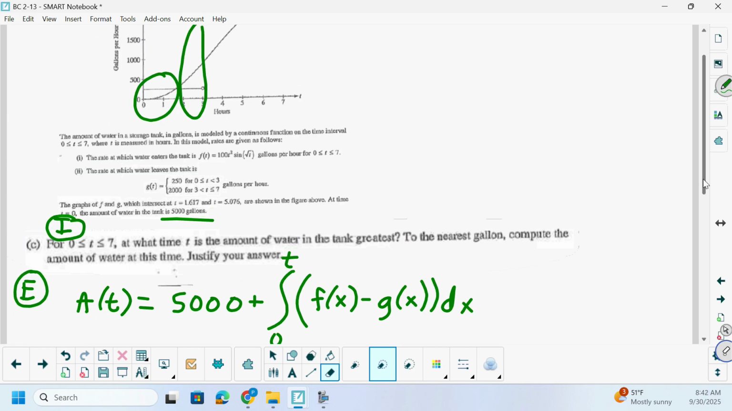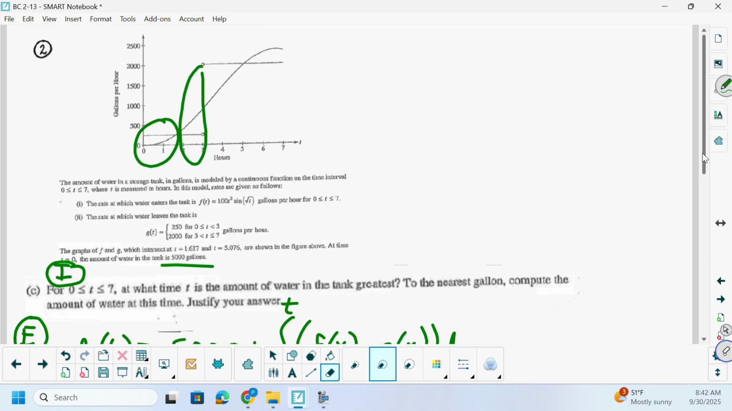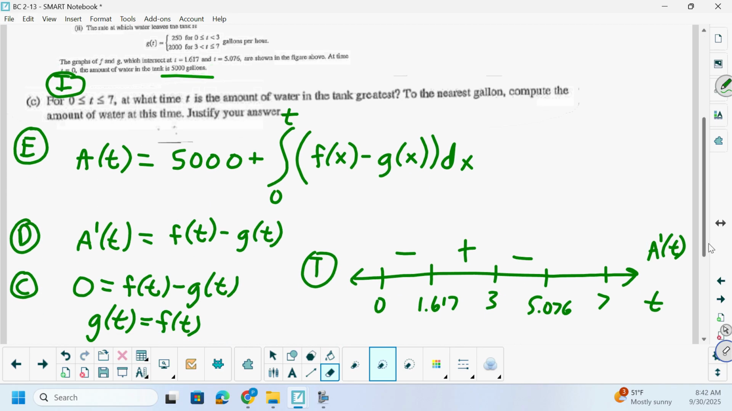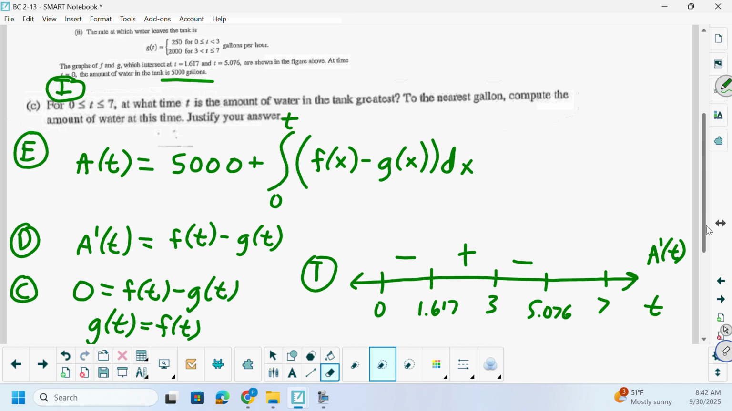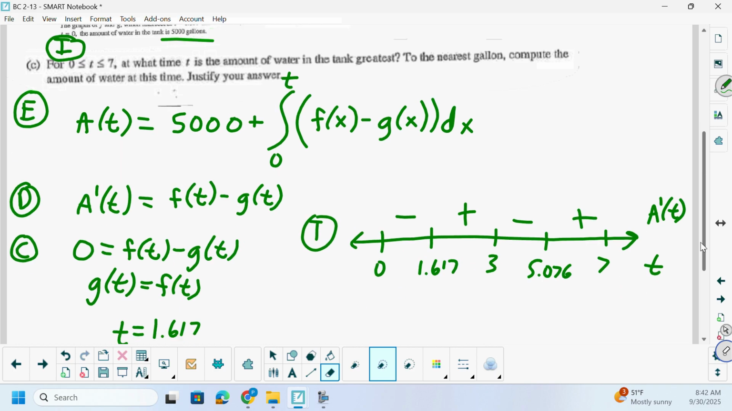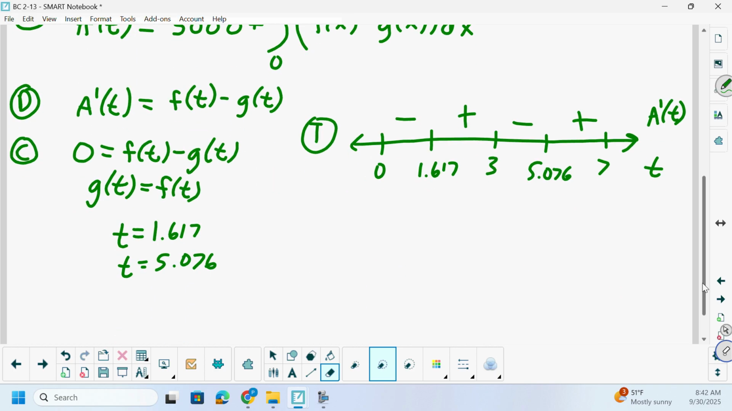And if we keep going, after 3, it now switches to the g of t being larger, so we'll be back to a negative. And then after the intersection point, the curve is larger, so we'll come back to a positive. So we're using the graph in this case to help us get our pluses and minuses. You hypothetically could have used the equations as well, but it's just quicker to use the graph.